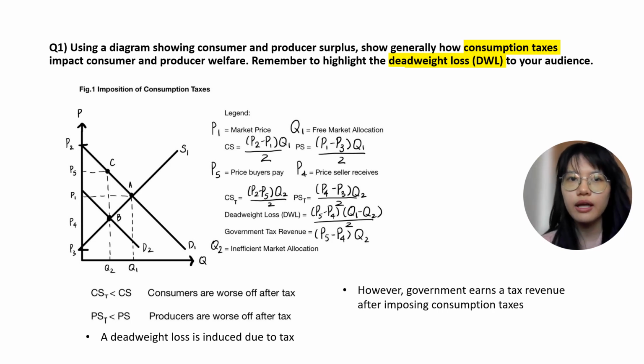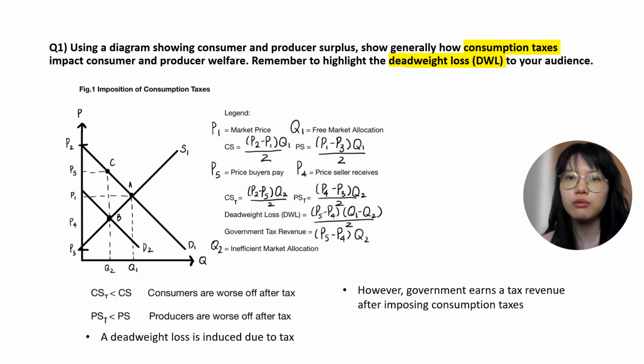So DWL signifies the efficiency loss due to the tax as the market allocation moves from Q1 to Q2. Despite this loss, the government earns tax revenue, which is equal to (P5 minus P4) times Q2. Q2, which is our inefficient market allocation, highlights the impact of the tax.